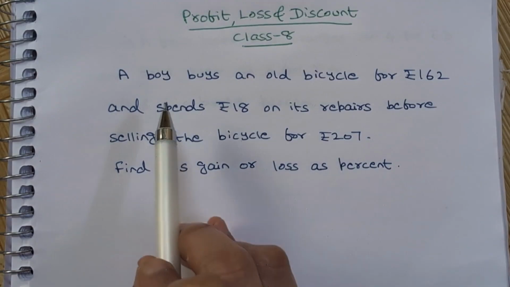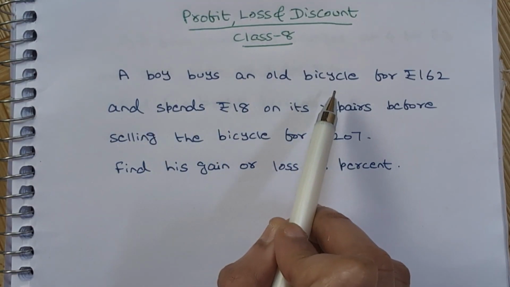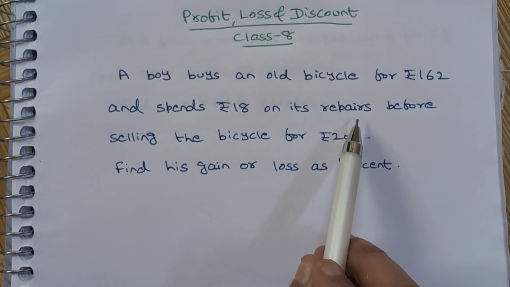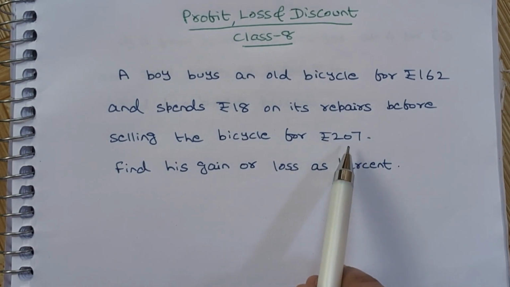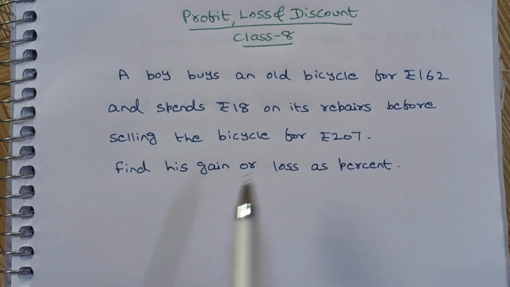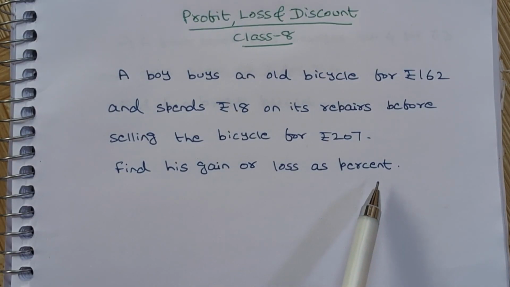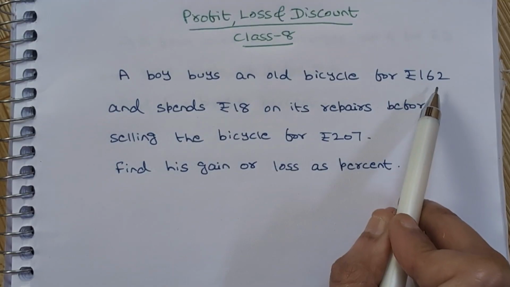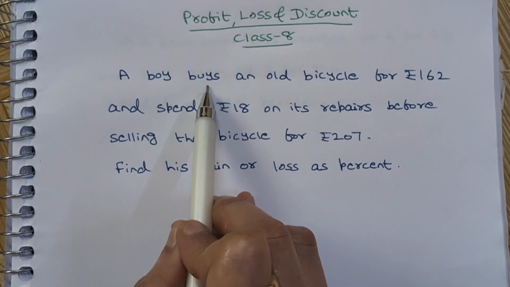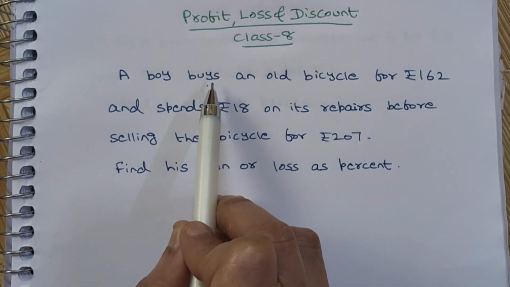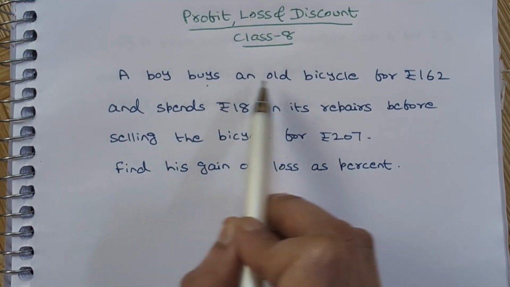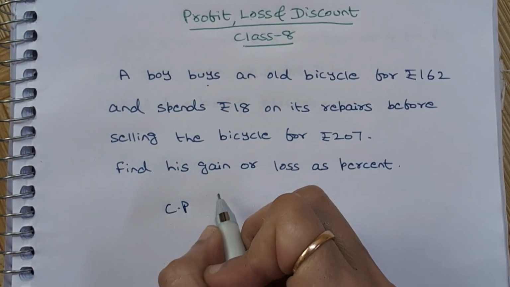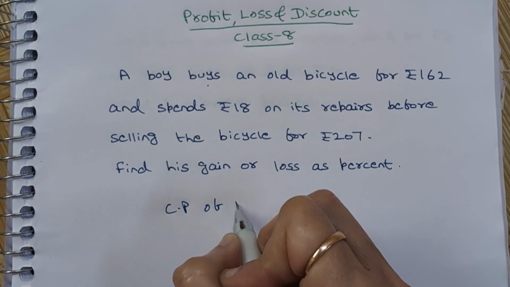Okay, so let's start. A boy buys an old bicycle for rupees 162 and spends rupees 18 on its repairs before selling the bicycle for rupees 207. Find his gain or loss as percent. Okay? A boy buys an old bicycle for rupees 162. Now buys means what? CP. Purchased or buys means CP. So CP of the old bicycle is given.